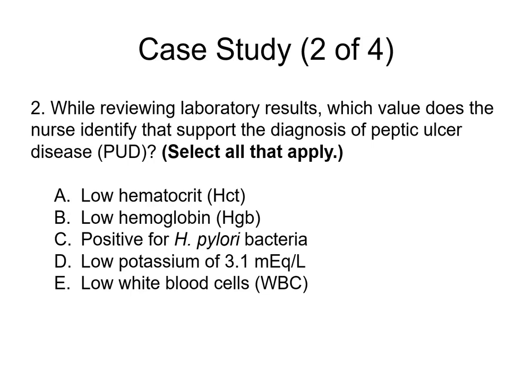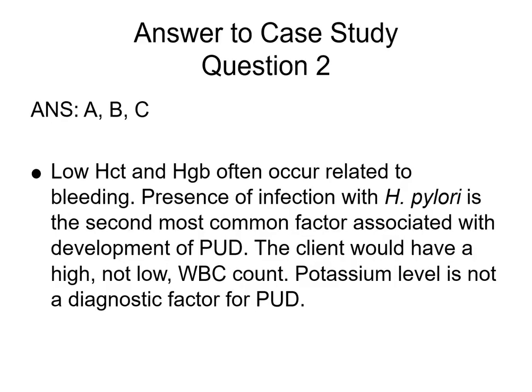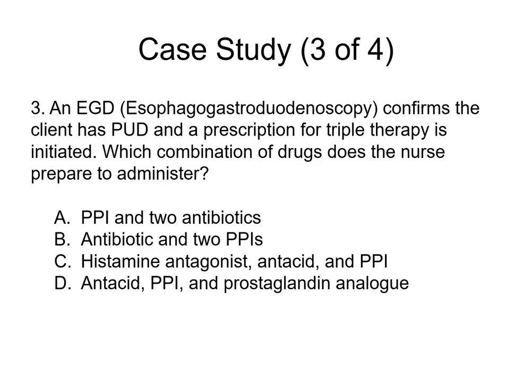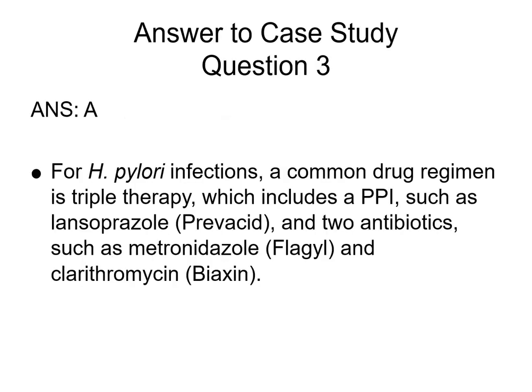What do the rest of you think? Okay, let's see. A, B, and C. That low hematocrit, low hemoglobin, and they're positive for H. pylori. An EGD confirms the client has peptic ulcer disease and the prescription for triple therapy is initiated. Which combination of drugs does the nurse prepare to administer? Answer is A. Remember the proton pump inhibitors, Prevacid, Flagyl, Biaxin. It'll be 2 antibiotics and 1 proton pump inhibitor.